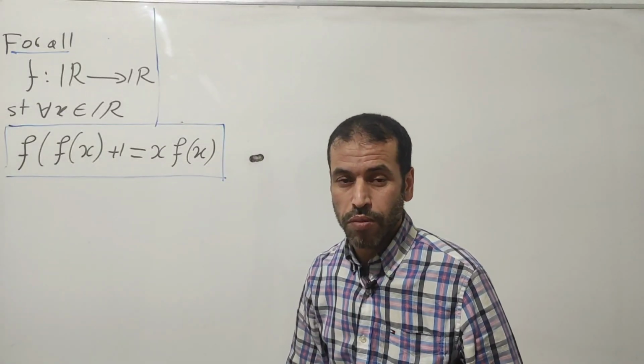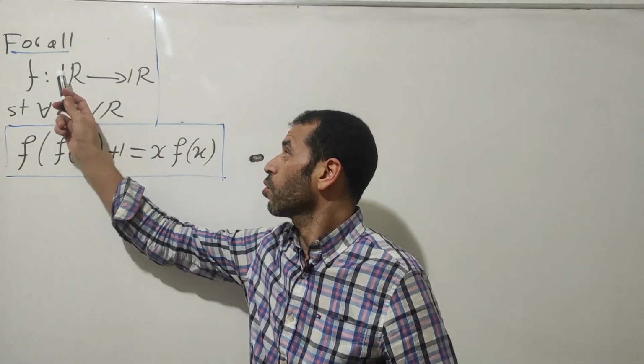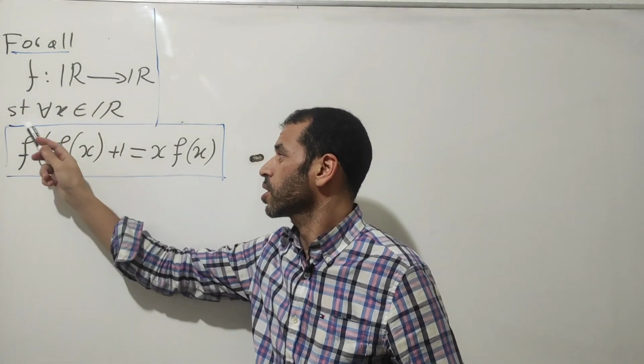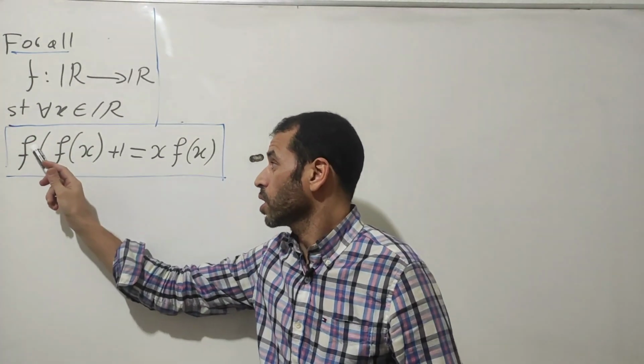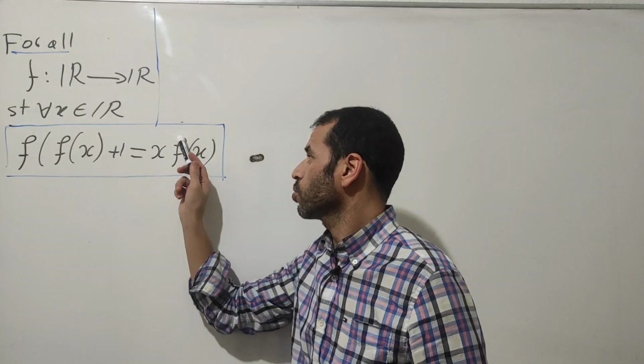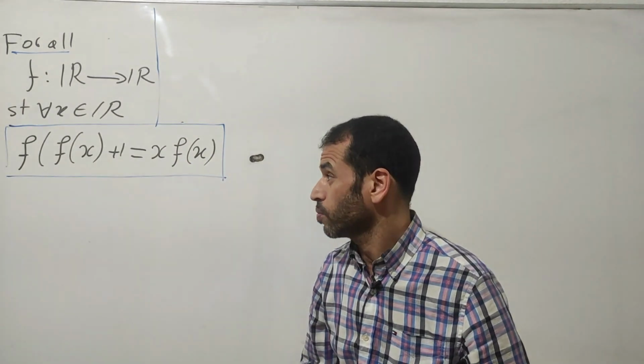In today's video, here is a nice problem regarding a functional equation. We have all functions f from R to R such that for all x real numbers, they satisfy the following equation: f of (x plus 1) equals x multiplied by f of x. In fact, this is a very nice and interesting problem.